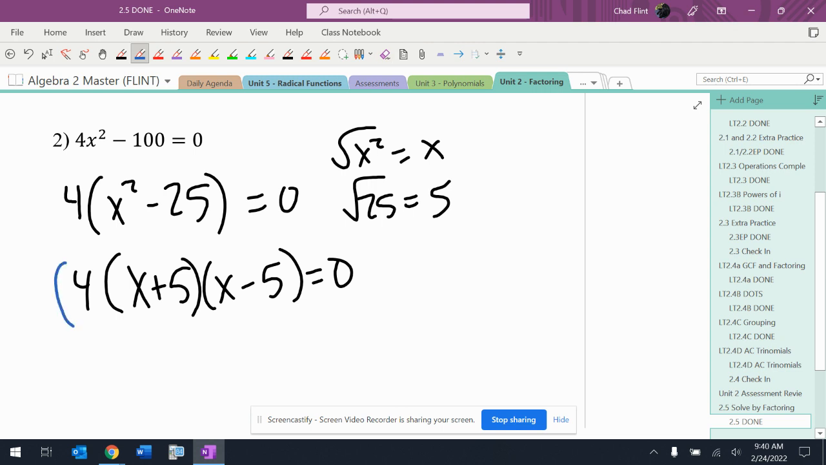Okay, now technically this 4 is a term. All right, so it's 4 times whatever x plus 5 is times whatever x minus 5 is. And technically, I'm supposed to set each term equal to 0. So I should think about this and be like, all right, well, 4 can't equal 0. So there's nothing happening in that first parenthesis.